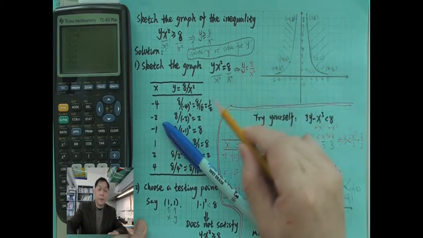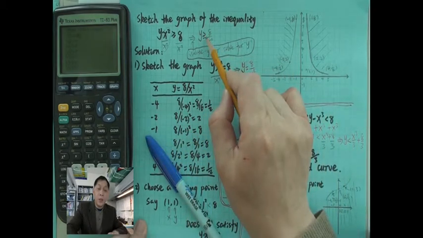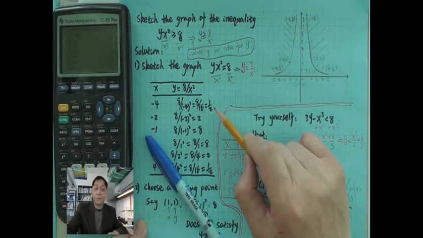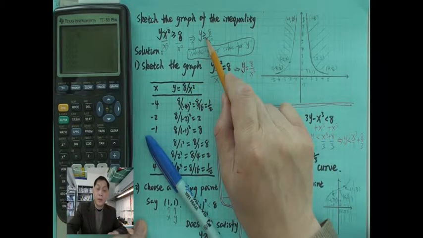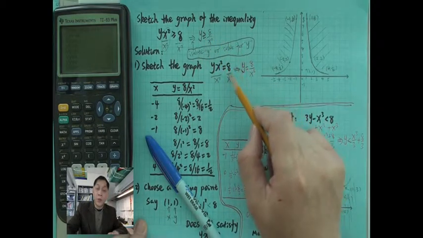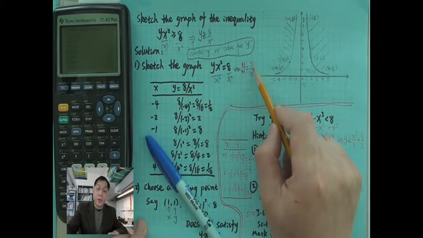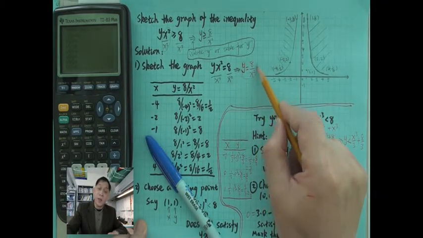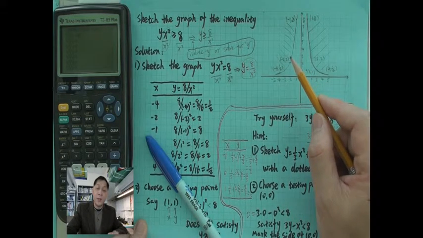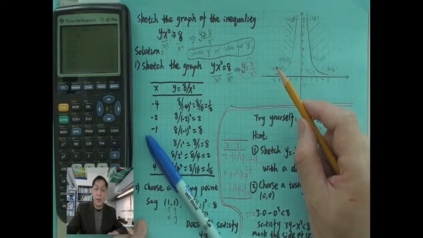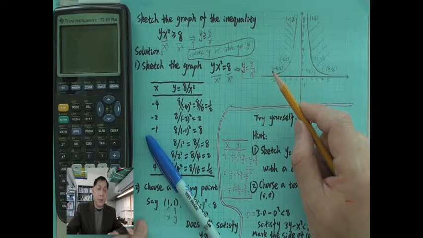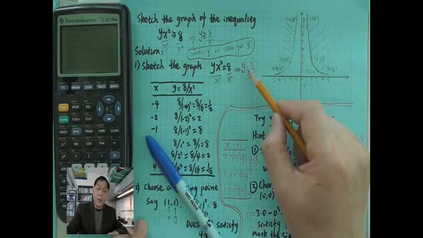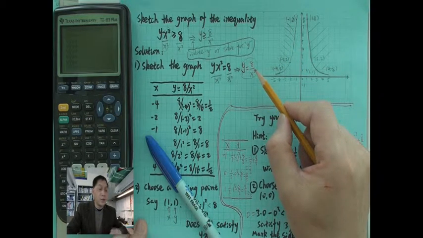But again, to sketch the inequality, step 1 is that we want to sketch the equation instead of greater than or equal to. We want to sketch y equals 8 over x squared. This one looks familiar. There are a couple of ways to do this by using a calculator.